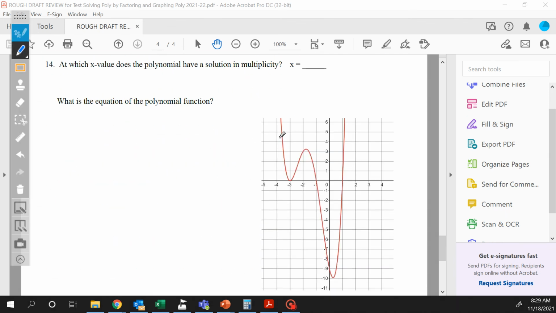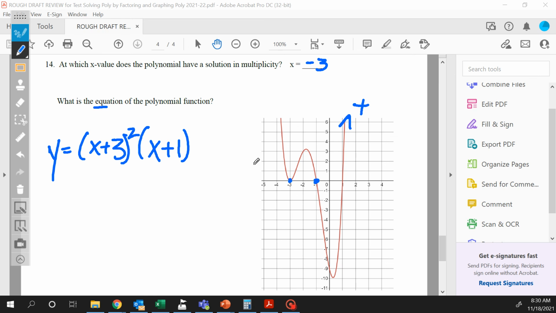Number 14, where does this have multiplicity? It has multiplicity where a factor shows up twice, which would be a turning point at negative 3. So when we write our equation, that factor, x plus 3, for the turning point at negative 3, should show up twice, have an exponent of 2. It says write the equation. This has a leading coefficient that's positive, so we have a plus sign out front. We have another factor for the negative 1, so x plus 1, and then we have another factor for the 1, x minus 1.